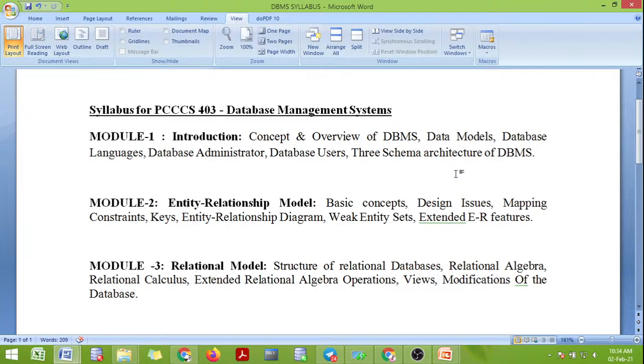Then, after the brief introduction about the database management system, next we are focusing on module 2. In module 1 we need maximum 6 lectures. Within 6 lectures we will cover the module 1 part.